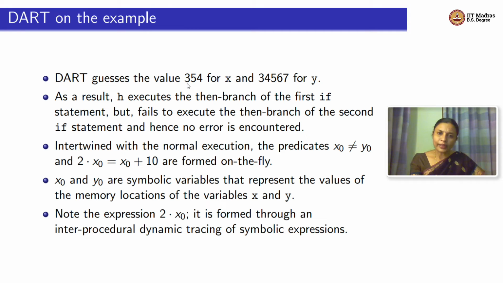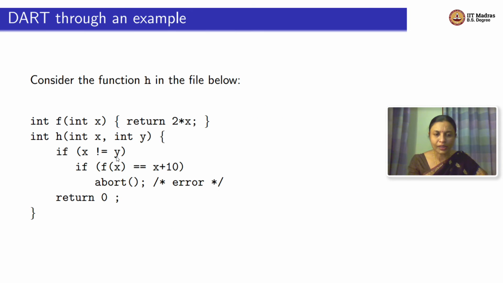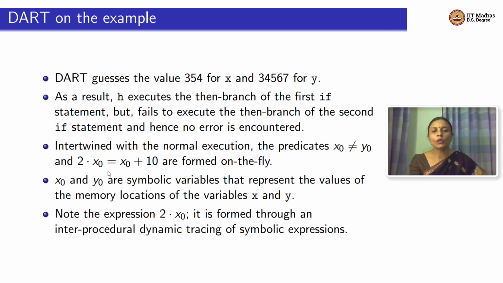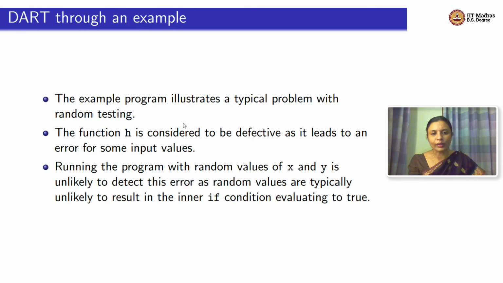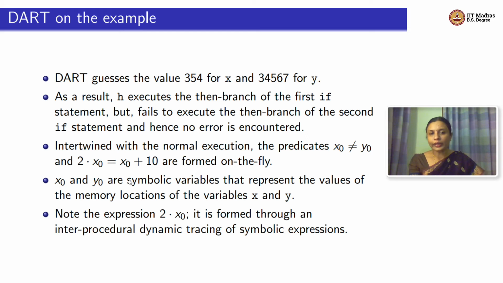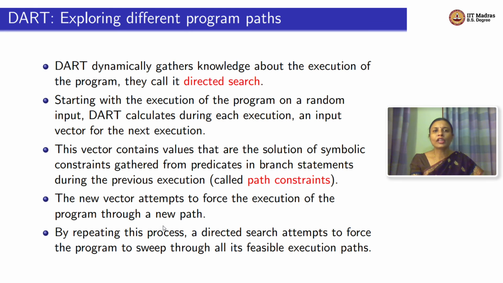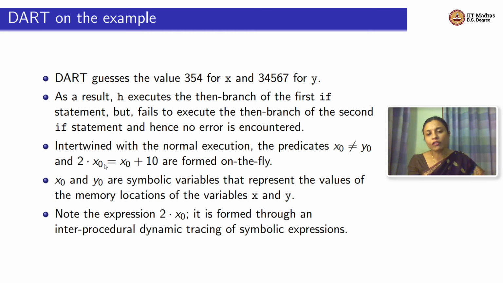So along with the normal execution, Dart collects the predicates x0 not equal to y0 for passing the first if, and 2x0 equal to x0 plus 10 for the second if. Please note that this function f of x is called and returned as 2x0. That needs some work. These are symbolically executed. So x0 and y0 are the symbolic values for x and y respectively. So we take this, we give it to a constraint solver. The constraint solver will give me expressions that will pass the first if, fail the first if, and pass and fail the second if.